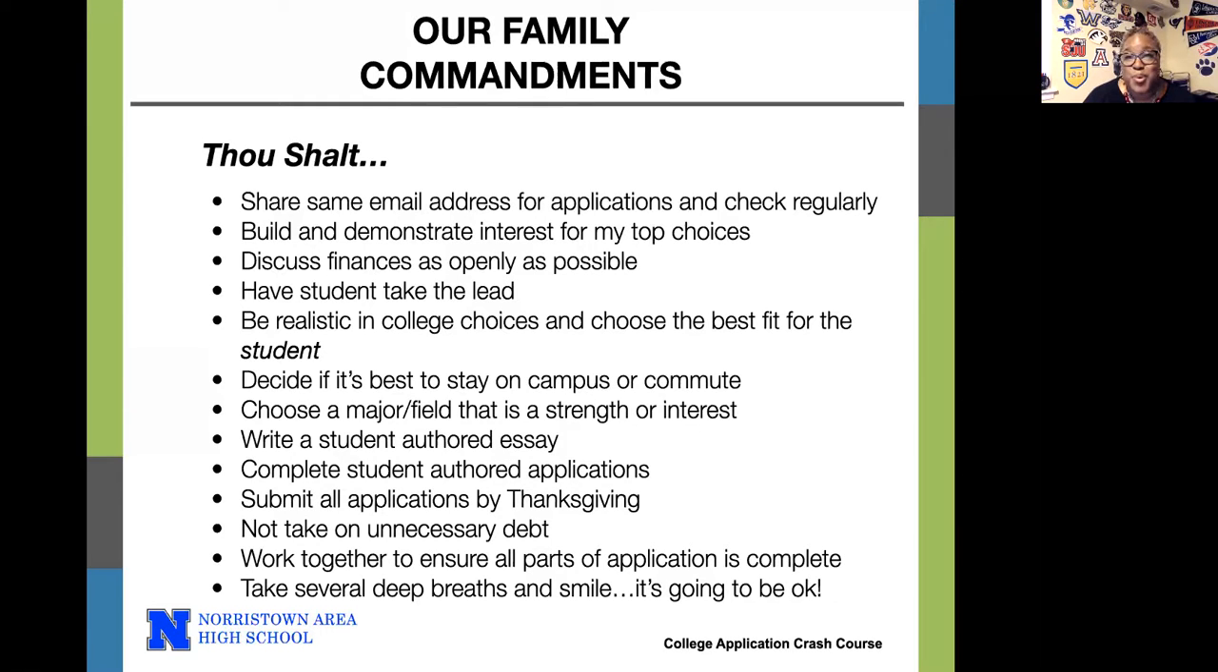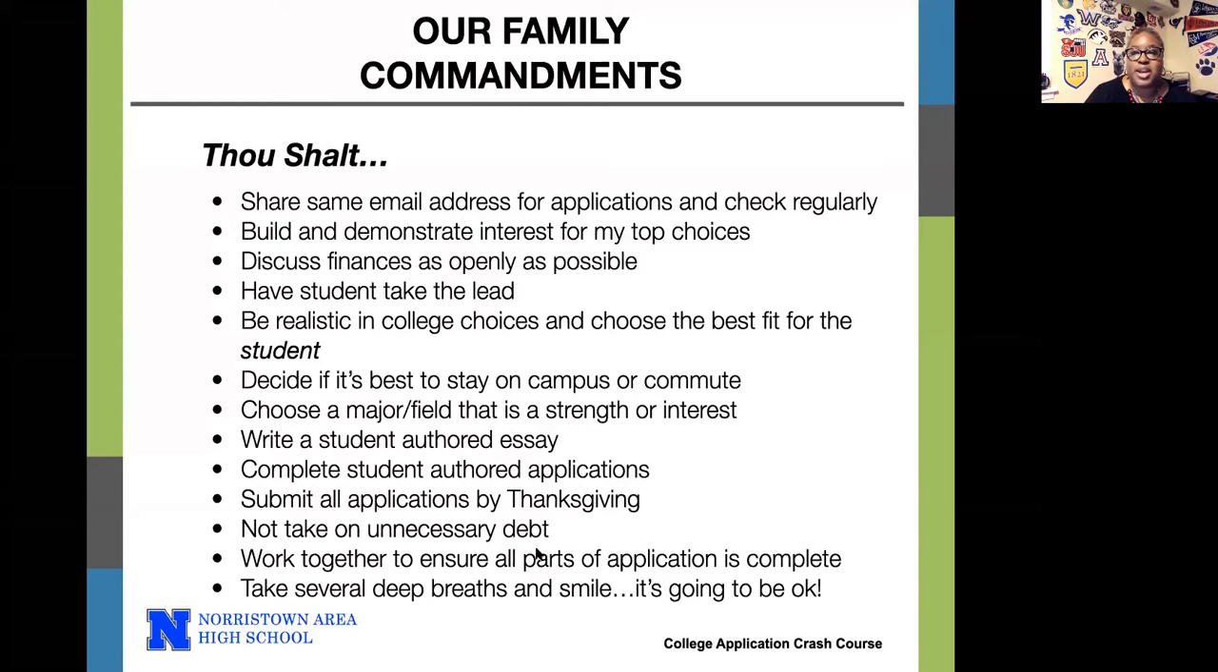Now, if you got a 3.7, 3.8, 3.9, you're trying to go for Harvard, shoot your shot, right? But let's be realistic. You want to make sure that you're looking at their numbers and seeing that your numbers are close to what they're looking for. Okay, we talked about commuting. Choose a major or a field that is a strength or interest to you. So make sure that that college either has your major or some other connections to some favorite subjects that you have. You want to write a student-authored essay. College admissions officers know when parents are writing essays. Let the students write those essays, okay?